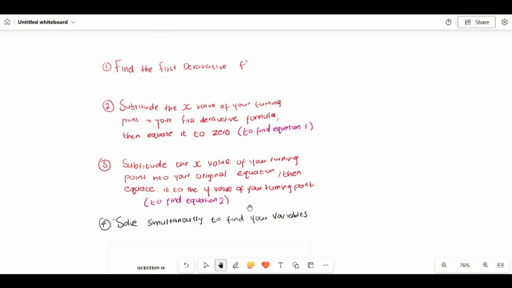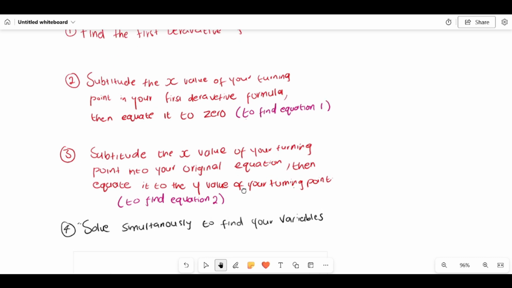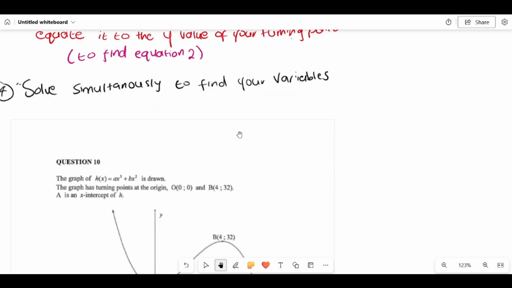Now, let's see how we would apply that in a given question. Normally in your cubic function, you would have more than two variables that you need to solve for. In this instance, you have your a as well as your b. Hence, we're going to solve simultaneously, because remember, you're only going to solve simultaneously whenever you're trying to solve for two variables at the same time. So let's apply these steps, which we have discussed above, in this question.